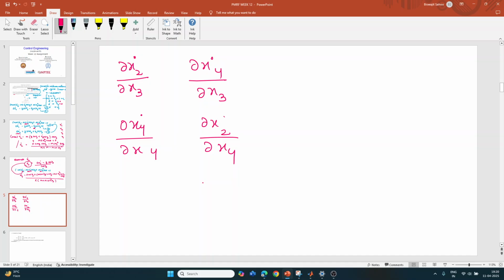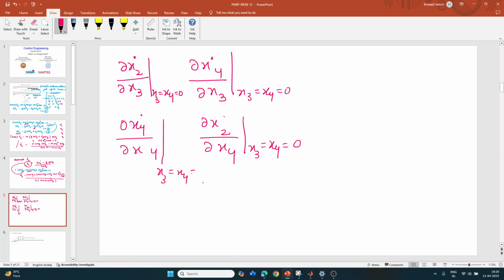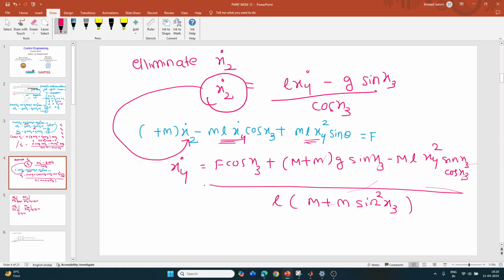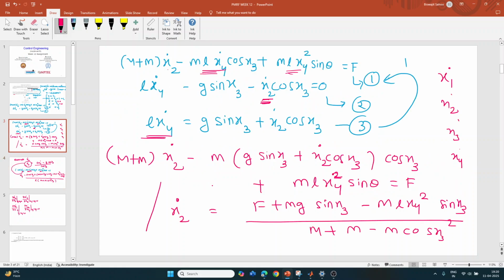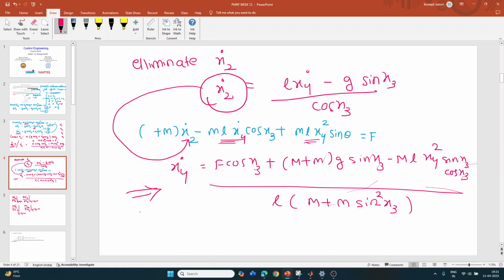And what is the condition? In every expression you have to put x3 equal to x4 equal to 0, because at this equilibrium position you need to find it. This is a critical question, but try to understand how to linearize any nonlinear system. Previously you found the derivative, this one is the equation of x2 dot. I'm writing it as equation a, and here this is your equation b.